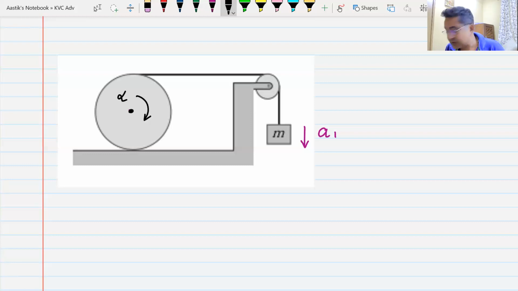What about the center of mass? Will it accelerate or not? Simple question. Yes, sir. So in which direction is it going to accelerate? It is in the positive direction of x. Let me call this acceleration a2. Correct? Yes or no? Yes, sir.